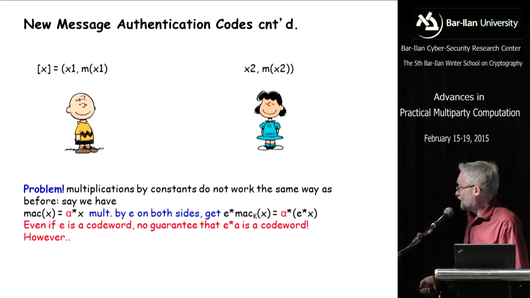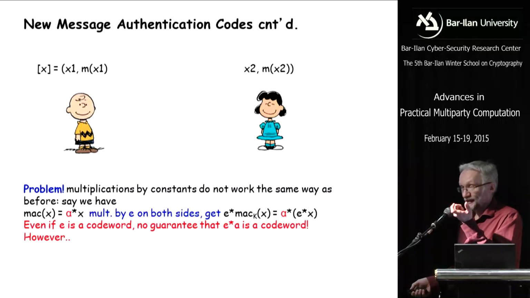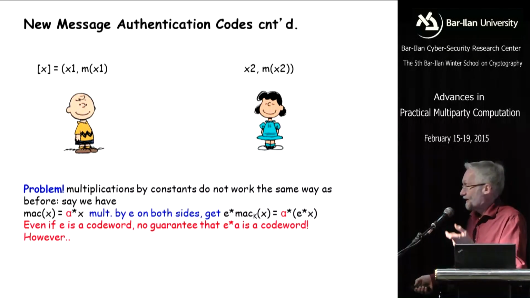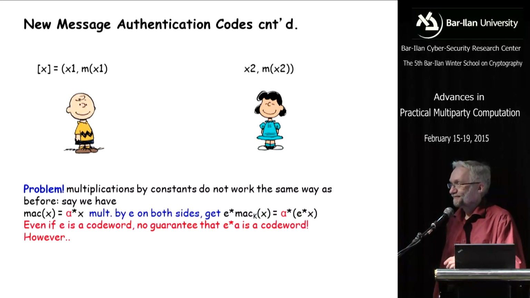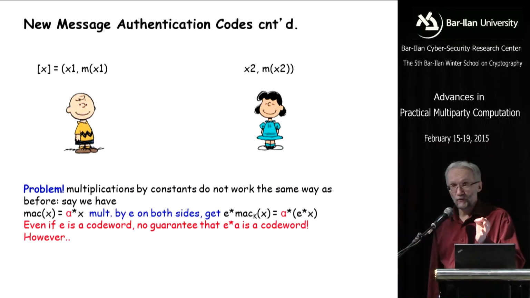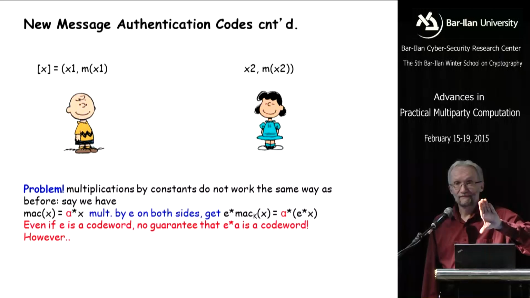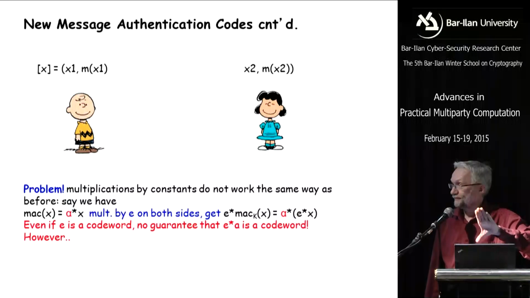So this is fine because of course this entry-wise product is commutative. So it looks like this is fine, right? This is a MAC of e times x. Well, the problem is e times x is not a code word. Even if e is a code word, nobody promises you that this bitwise product of two code words is a code word. In fact, probably it's not. So that's the problem.